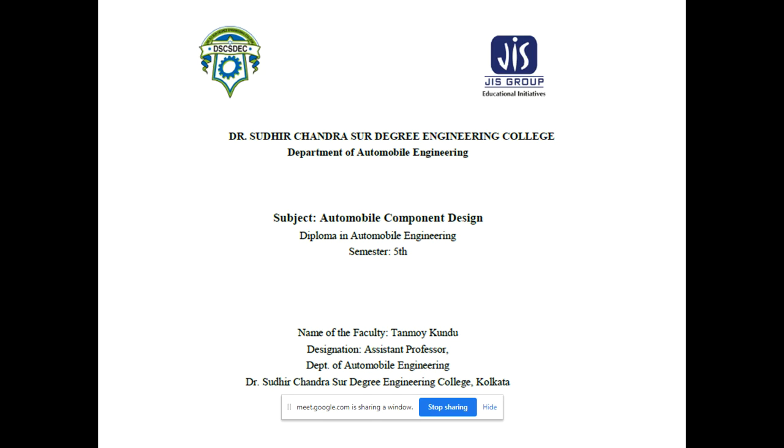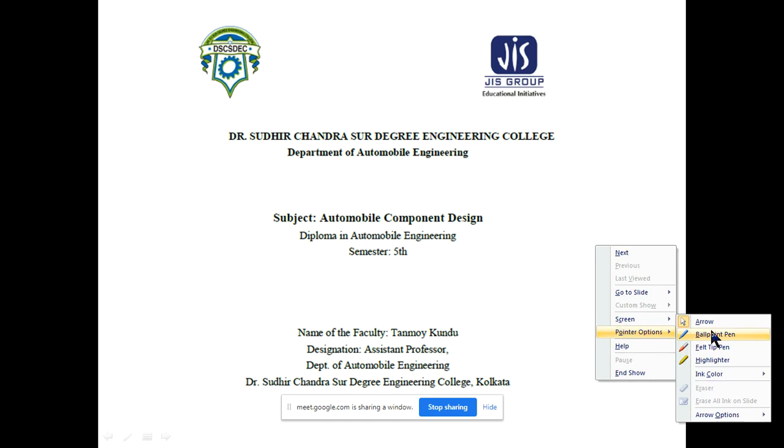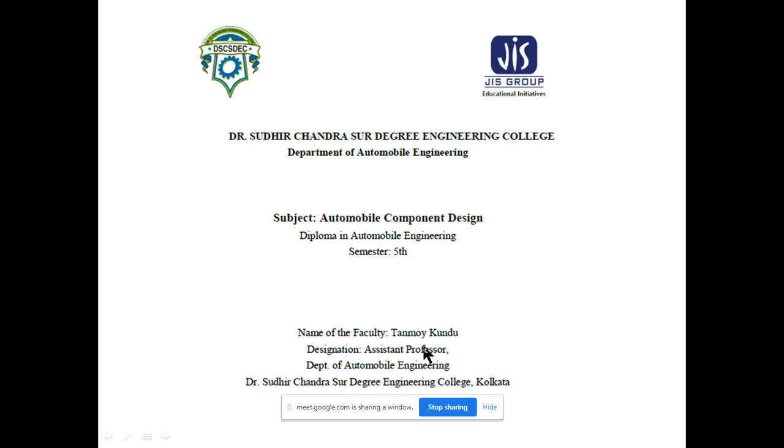This particular subject is present in your 5th semester diploma syllabus for automobile engineering department. Let me first introduce myself. My name is Tanmoy Kundu, assistant professor, Department of Automobile Engineering, Dr. Sudhir Chandra Sur, Degree Engineering College, Kolkata.